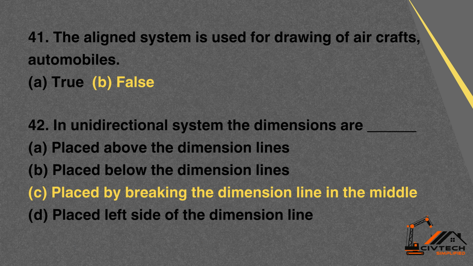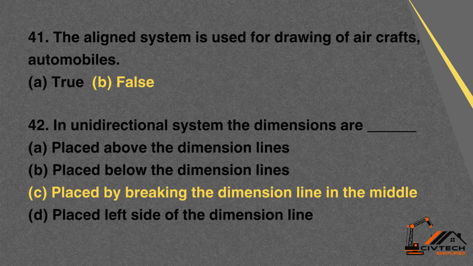41. The aligned system is used for drawing of aircrafts, automobiles. A. True. B. False. Correct option, B. False.